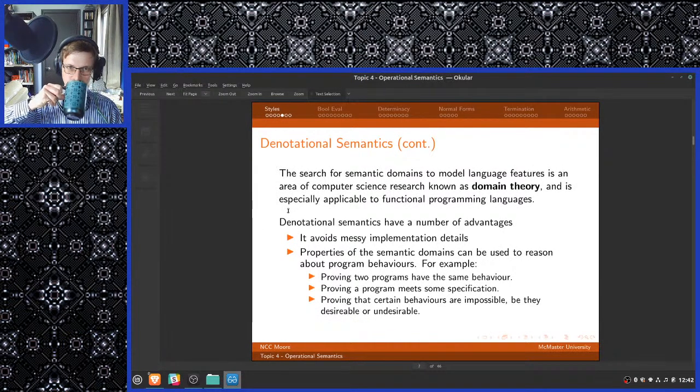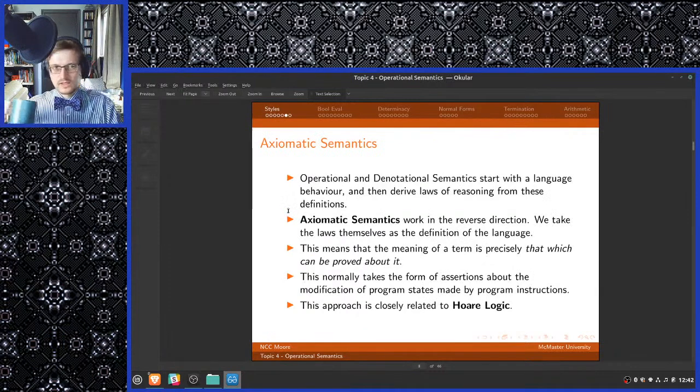Denotational semantics. That's the next. Or no, we did denotational. Next is axiomatic semantics. Operational and denotational semantics start with a language behavior and then derive laws of reasoning from these definitions. Axiomatic semantics work in the reverse direction. We take the laws themselves as the definition of the language. This means that the meaning of a term is precisely that which can be proved about it.